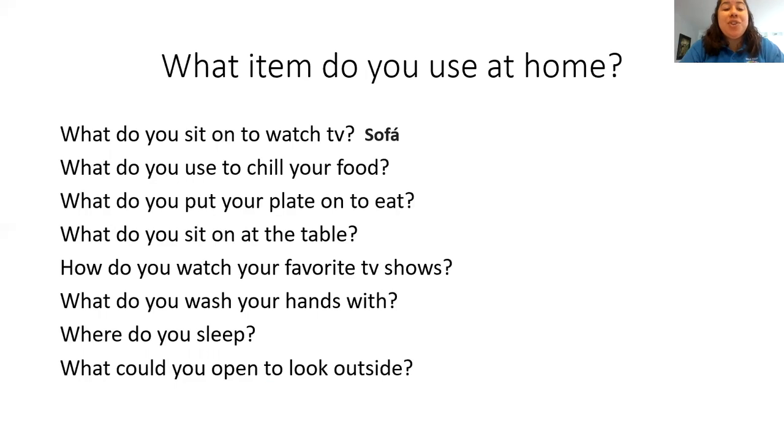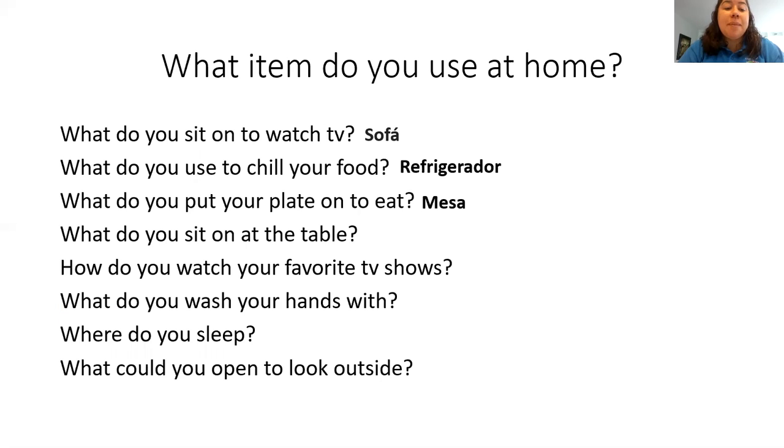All right. What do you use to chill your food? Also a word very close to the English word, refrigerador. If you said refrigerator, a Spanish speaker would probably even know what you're saying just because they're so similar. Refrigerador. All right, what do you put your plate on to eat? So maybe you've gone to the kitchen, you've taken food out of the refrigerator, and you have your plate and you go to sit at the mesa. You put your plate on the table, mesa.